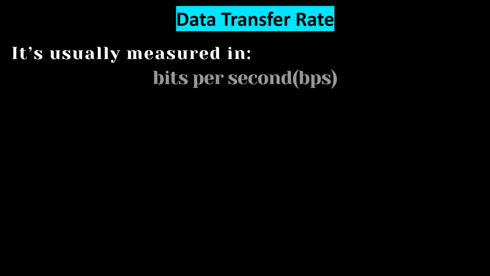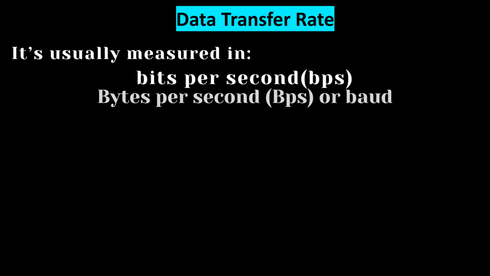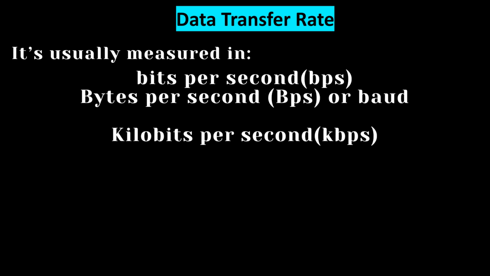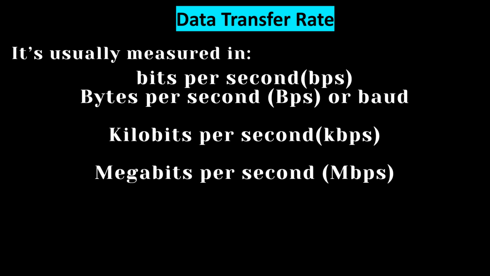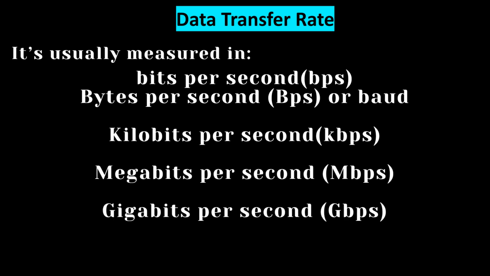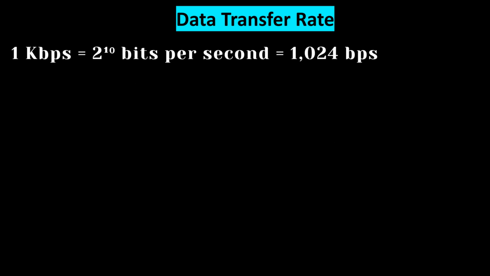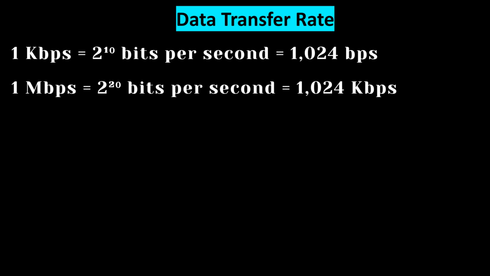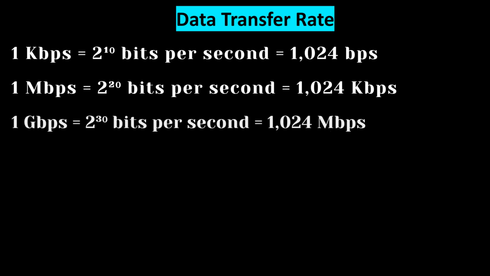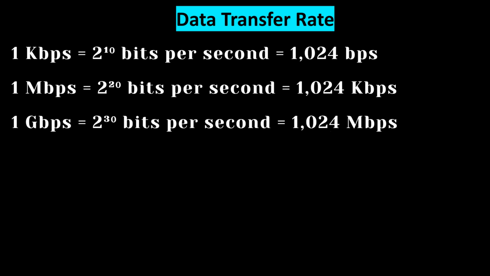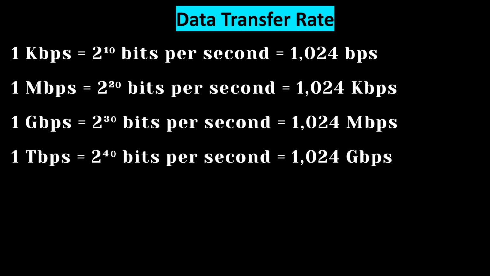It's usually measured in bits per second (bps), bytes per second (Bps), or baud, kilobits per second (kbps), megabits per second (mbps), gigabits per second (gbps), terabits per second (tbps). 1 kilobit per second equals 2^10 bits per second, which is 1024 bps. 1 megabit per second equals 2^20 bits per second, which is 1024 kilobits per second. 1 gigabit per second equals 2^30 bits per second, which is 1024 megabits per second. 1 tbps equals 2^40 bits per second, which is 1024 gigabits per second.